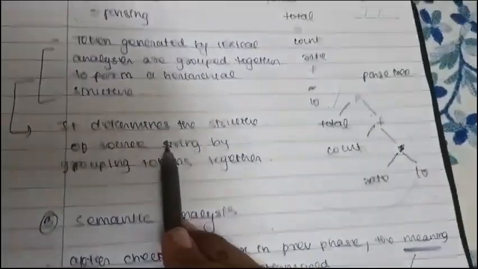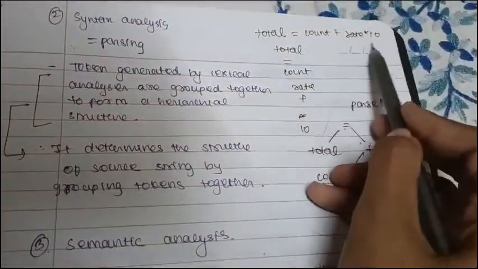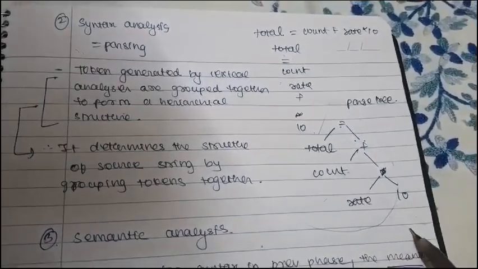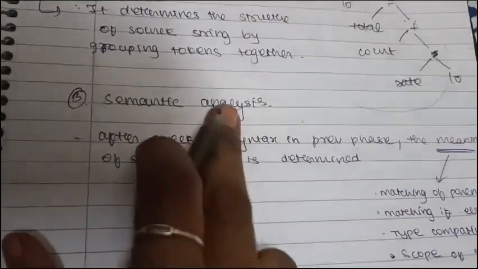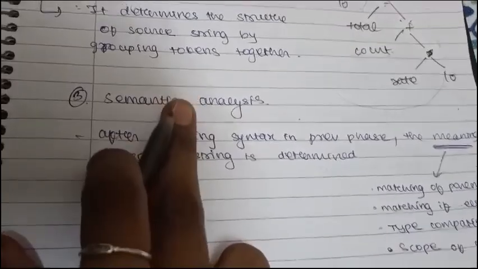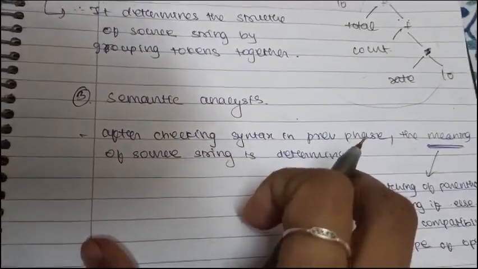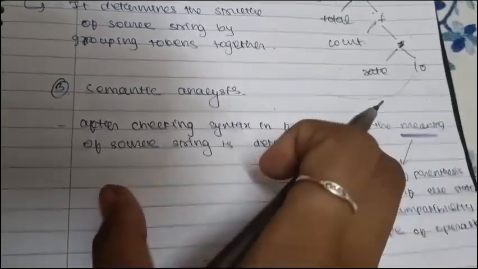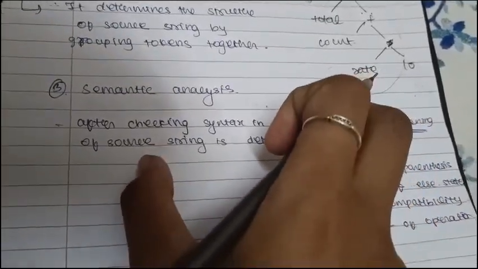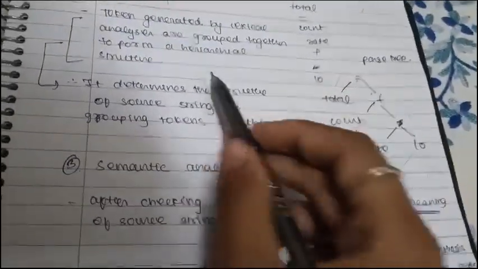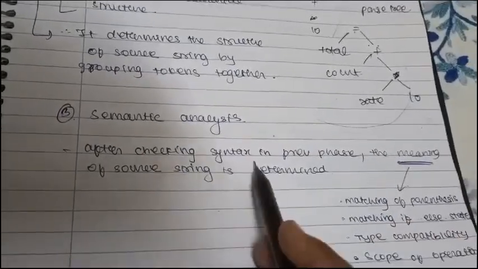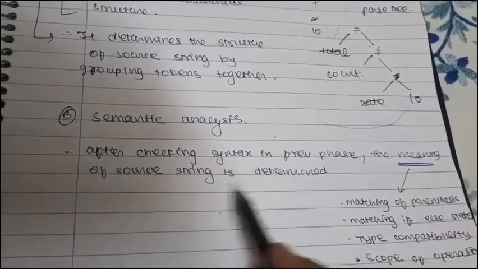So this checks the syntax of the source string, that is this. If it forms that rate into 10 plus count equal to total, this gives you the source string. So it checks the syntax, then it is passed to the semantic analysis. Earlier, in the analysis synthesis model, I explained that after breaking the source string down into tokens, the syntax and the meaning are derived. Here we have derived the syntax, now we are going to derive the meaning. So after checking the syntax in the previous phase, the meaning of the source string is determined.